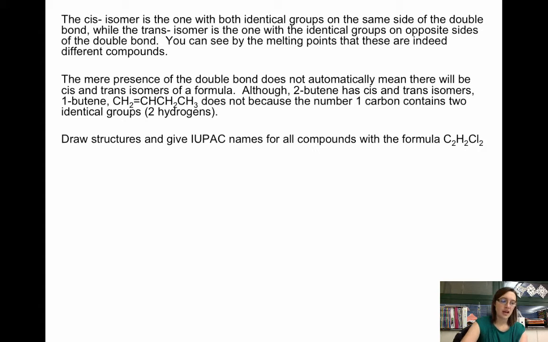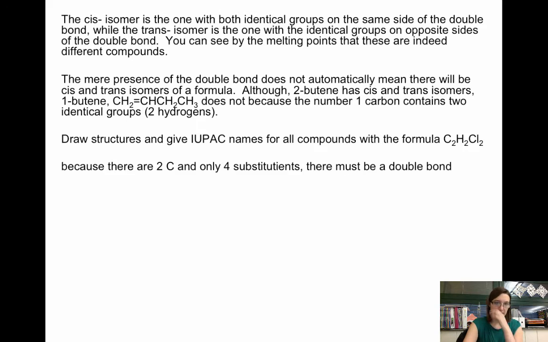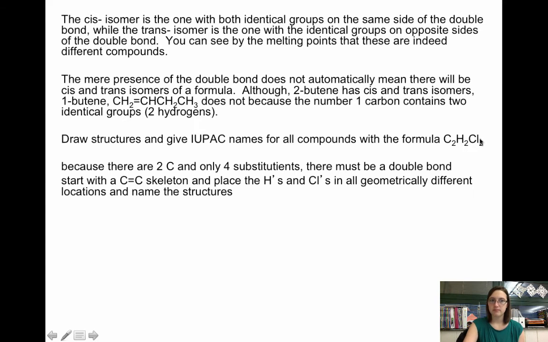So here I gave you an example. Draw structures and give the IUPAC names for all compounds with the formula C2H2Cl2. Remember, your carbons are always going to be centrally bonded. They're going to be your central atoms because they always want 4 bonds. Because there are only 2 carbons and 4 substituents, 2 H's and 2 Cl's, there has to be a double bond in between there.